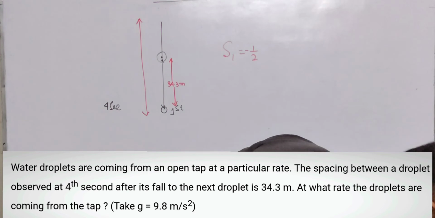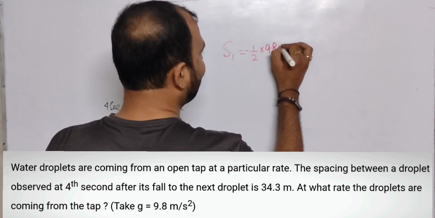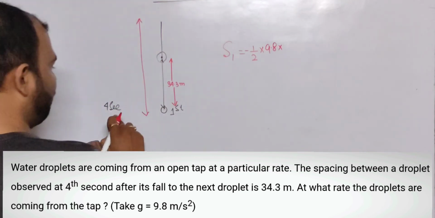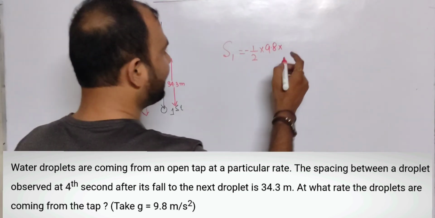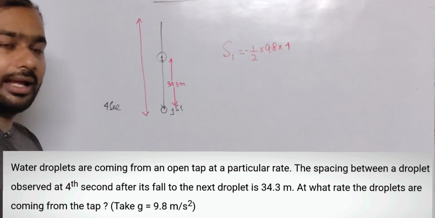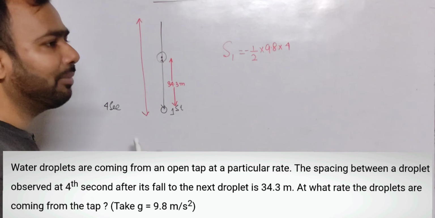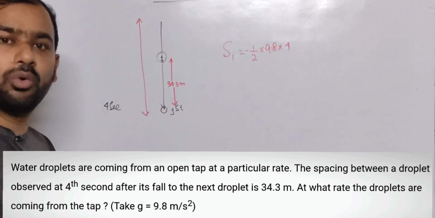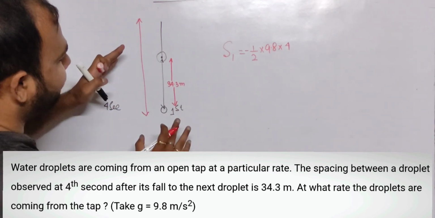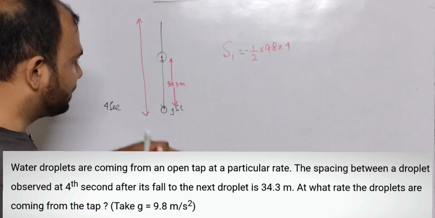What is the value of gravity? 9.8. 9.8 into t square. What is the time? 4 seconds. The first drop takes 4 seconds. In 4 seconds, it may or may not strike the ground. We do not know that. That means we are observing in the air. That means it is falling towards the ground.